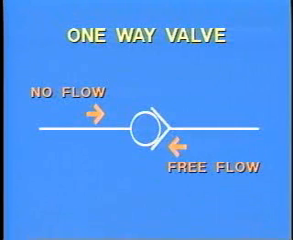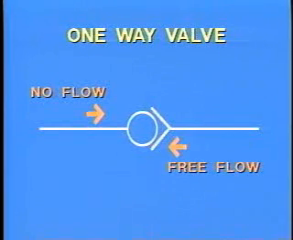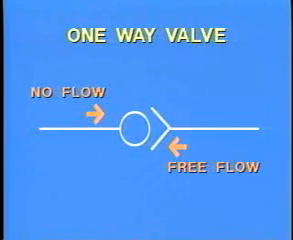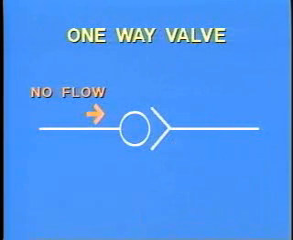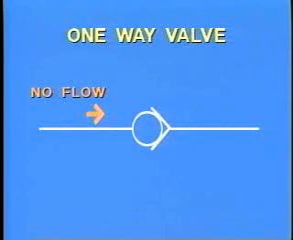This is the symbol for a simple one-way check valve. When oil pressure is applied to the right side, the ball moves away from the V, and oil can flow past it. When oil pressure is exerted on the left side, the ball is forced into the V, and no oil can flow past it.